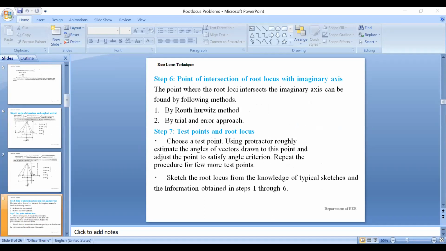Coming to the sixth step, point of intersection of the root locus with the imaginary axis. This can be found by two methods, either the trial and error approach or the Routh-Hurwitz method. We'll be seeing the trial and error method here. Coming to the seventh point, test points and root locus.